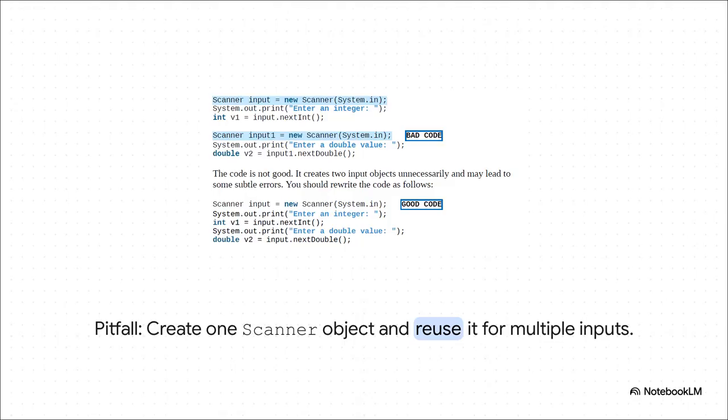Now, this pitfall isn't about a specific symbol, it's about being smart with your resources. In the bad code example, a brand new Scanner object is being created every single time we need to get input from the user. That's super wasteful and can even cause some weird errors. The good code shows the right way to do it. Create one Scanner at the top and just reuse that same object over and over. It's way cleaner, more efficient, and just better practice.